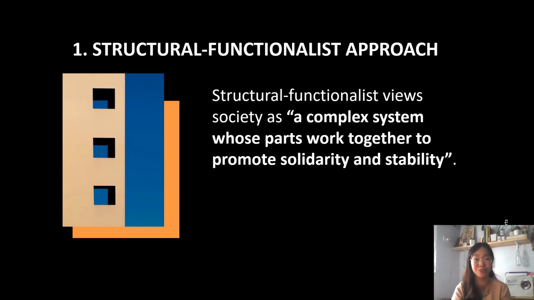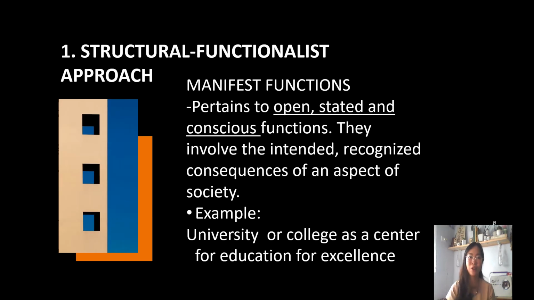the functionalist approach views things. In this approach, Robert K. Merton classified functions into two. The first one is manifest function, which pertains to the open, stated, and conscious functions of whatever that role or institution or endeavor is. They involve the intended, recognized consequences of an aspect of society.